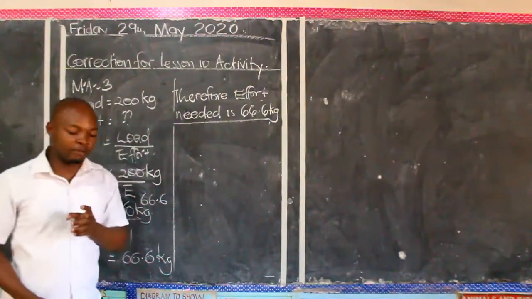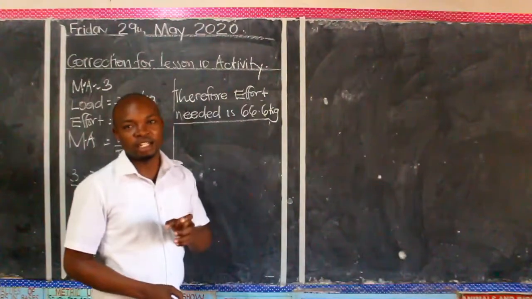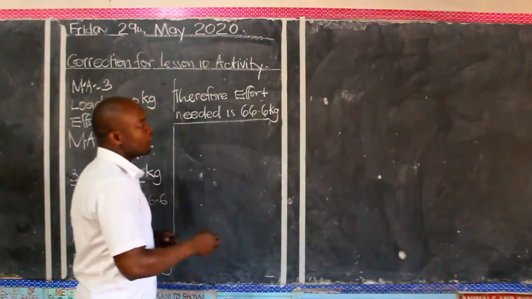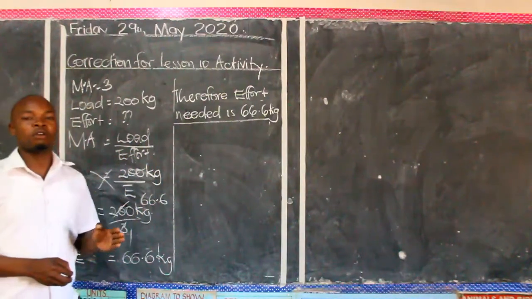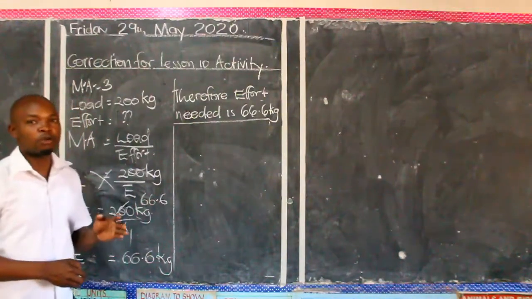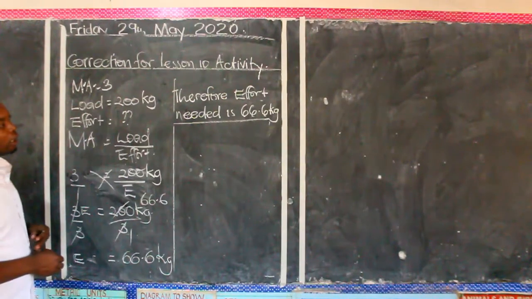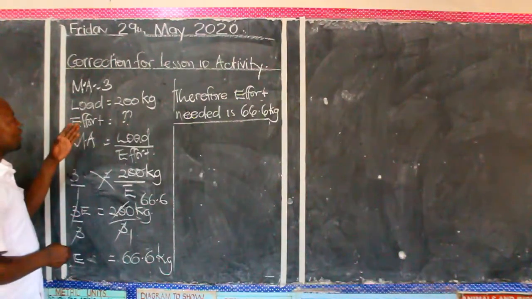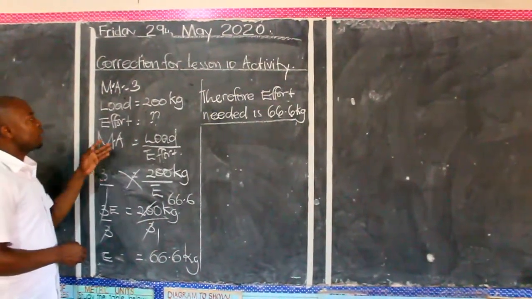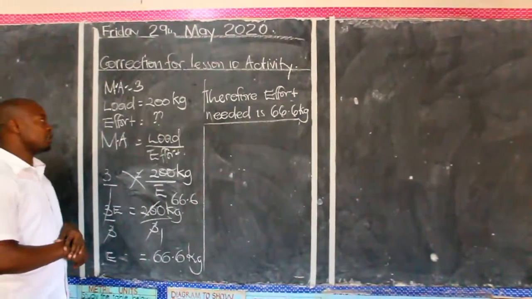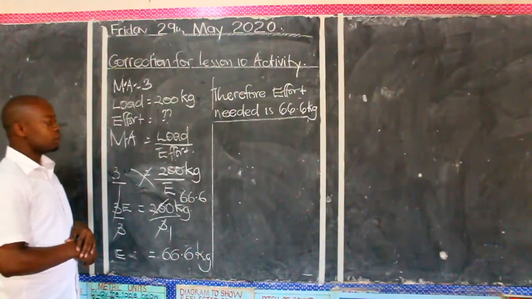The mechanical advantage is determined by the parts on a string that support the moving pulley. Like you saw, if there are 3 parts of a rope supporting the moving pulley, that will give us the mechanical advantage. According to our block and tackle pulley, it had 3 parts on the rope supporting a moving pulley, meaning that our mechanical advantage is 3 and our load is 200 kilograms. We have to look for effort, which is not known.